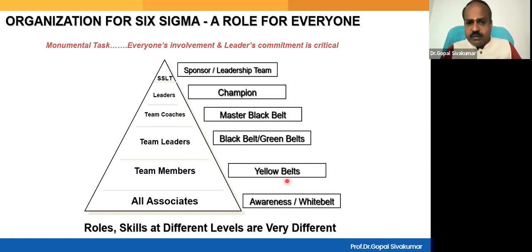And then the next level of proficiency, yellow belt. Yellow belt means intermediate level of proficiency. They will be called project assistants. You can compare them to the nurses working in a hospital. Nurses also give treatment to the patients, but always as per the guidance of the medical doctors. Similarly, yellow belts will be working in the project, but always under the guidance of green and black belts.